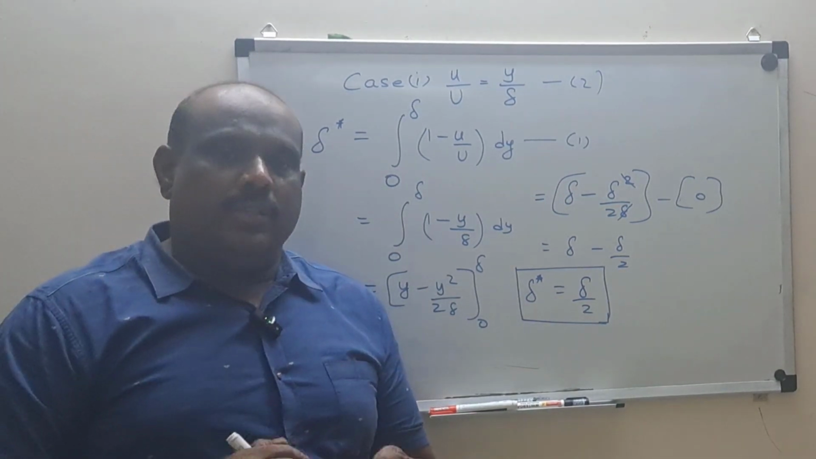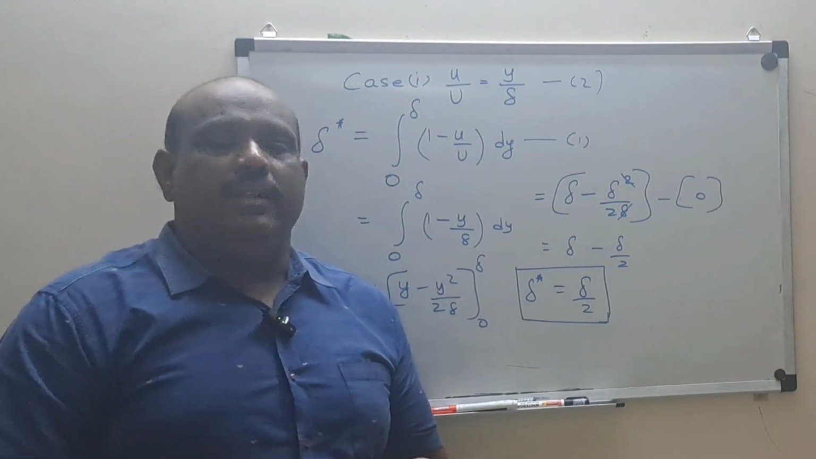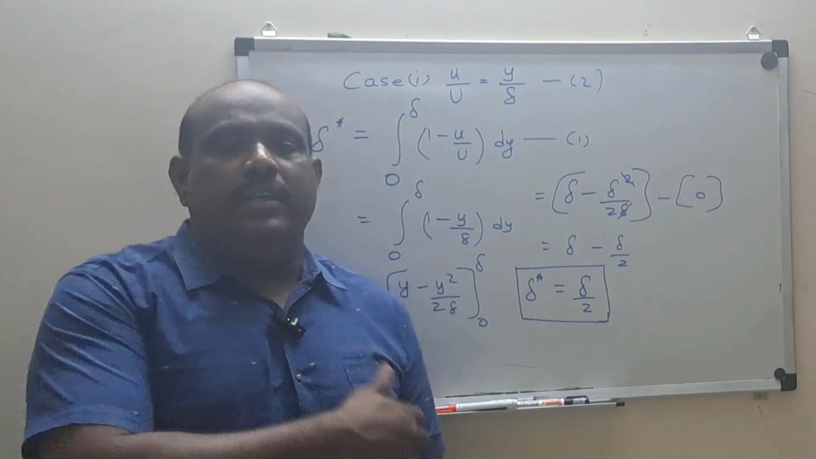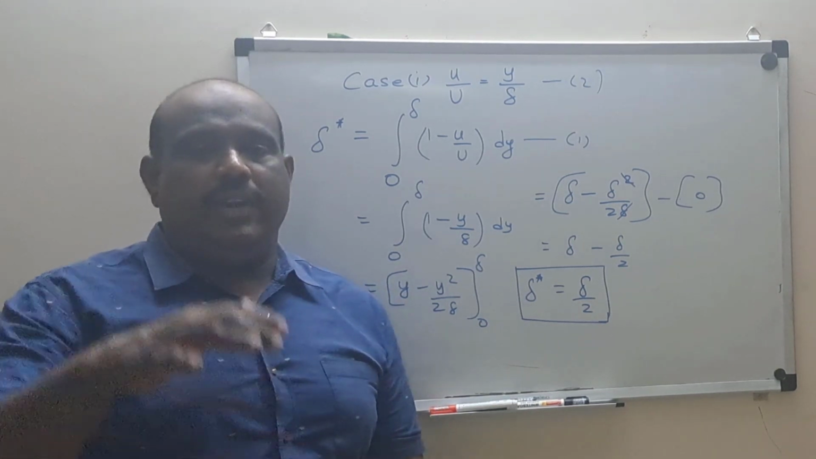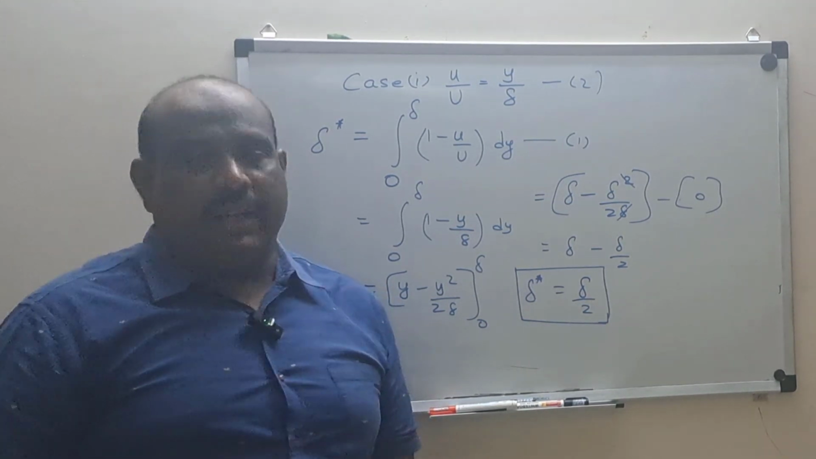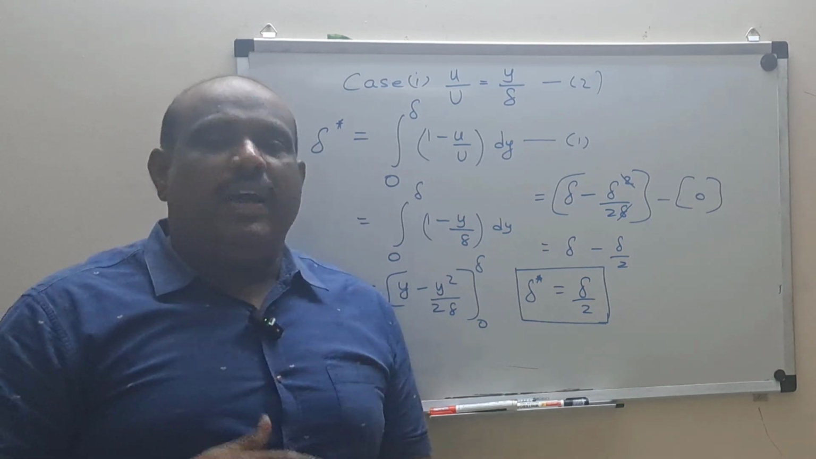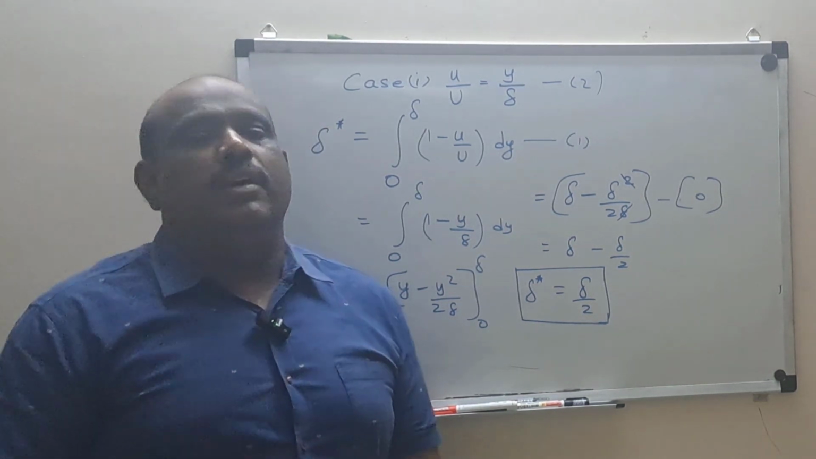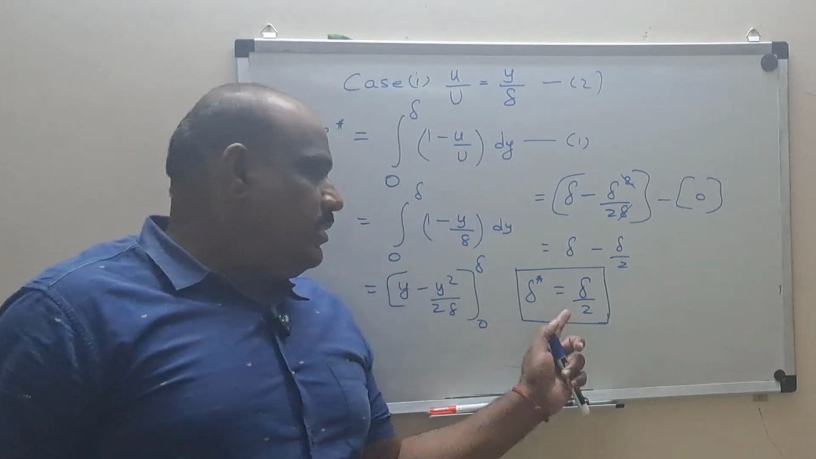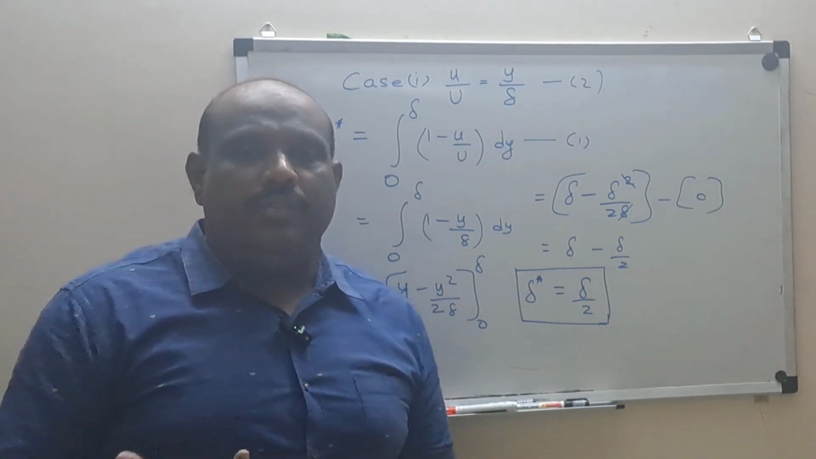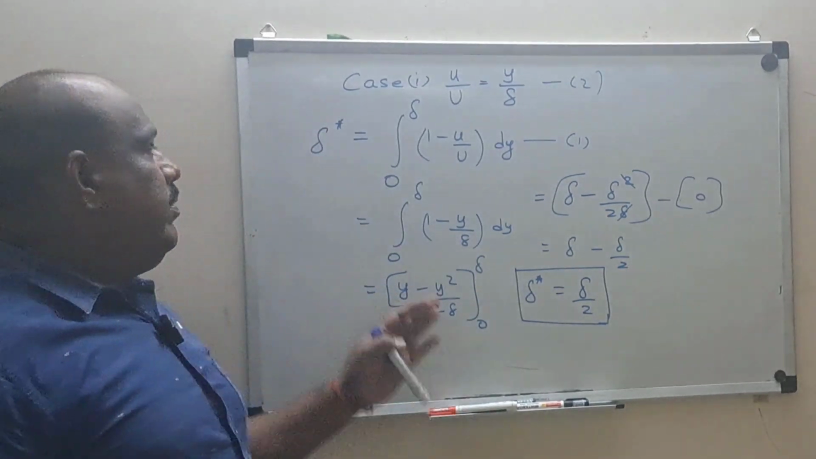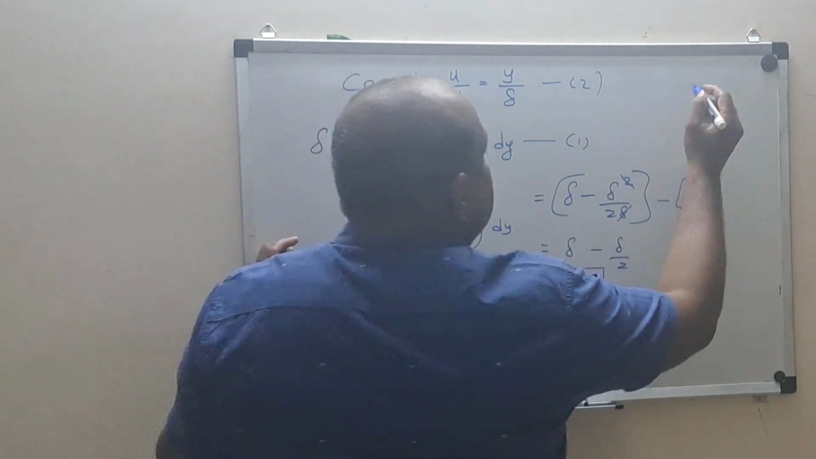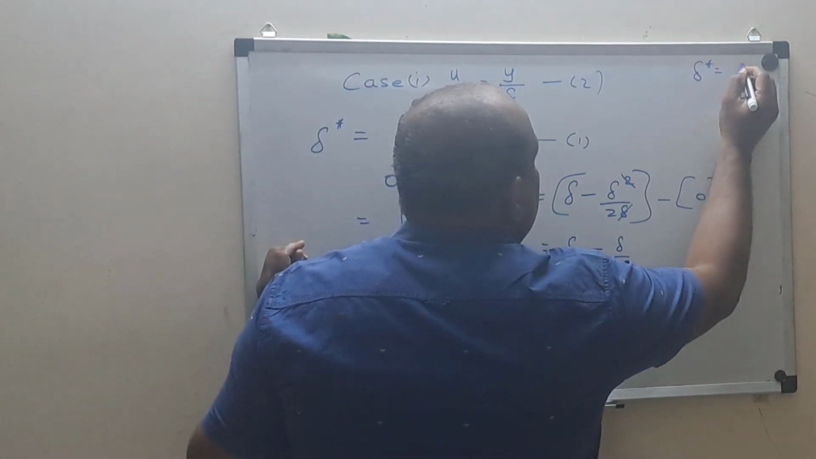We got it. So I will repeat once again. It's very simple. We are trying to substitute the value of u by U as y by delta in the displacement thickness equation, and we are trying to do the integration, simply mathematics, and we are trying to apply the limits. Finally, we arrive at the physics. The displacement thickness is half of the boundary layer thickness. Delta is called the boundary layer thickness. Now, we have completed the first one, namely the displacement thickness. So, I will write this answer here: delta star equal to delta by 2.